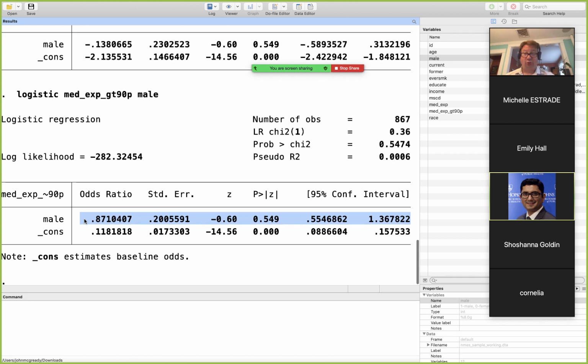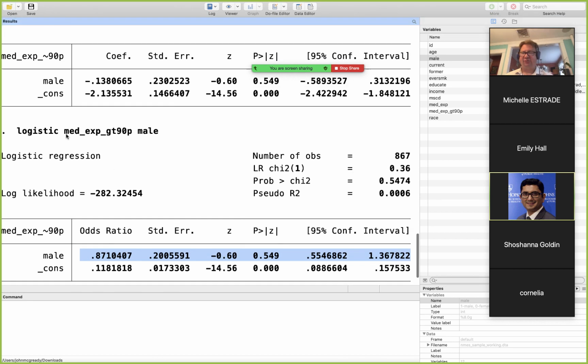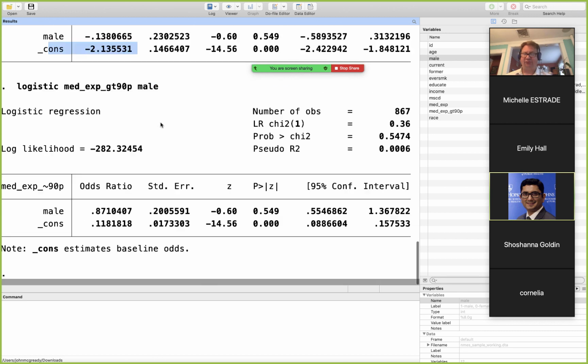This is more helpful perhaps than getting this output, but we'll talk about reasons why as we move through that this output may be helpful as well on the logit scale.